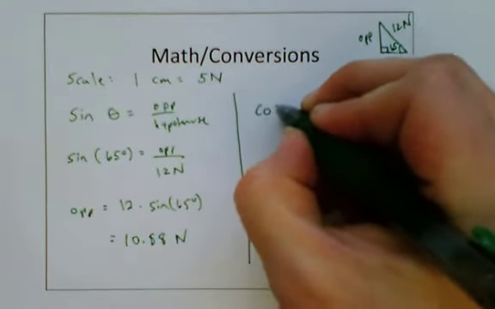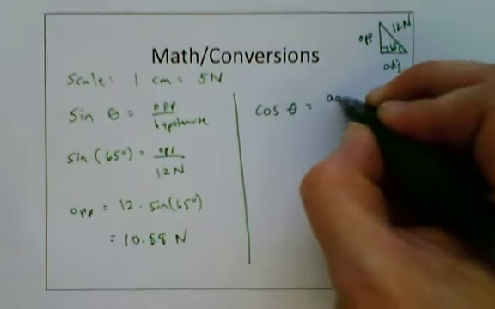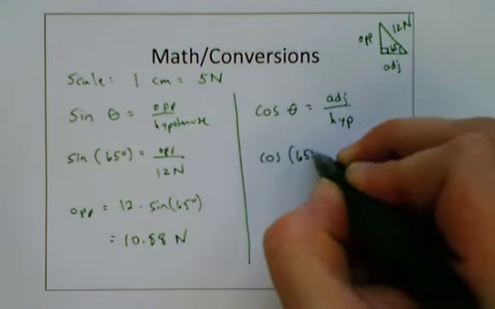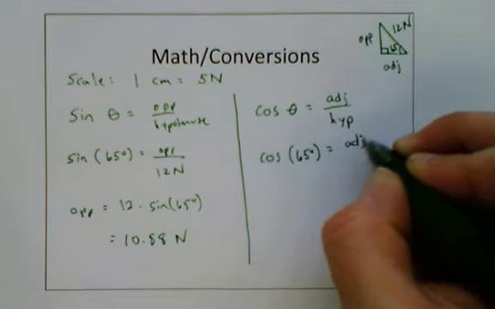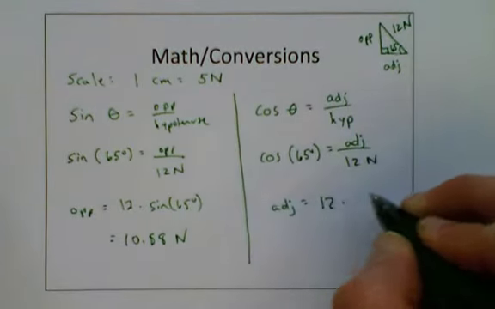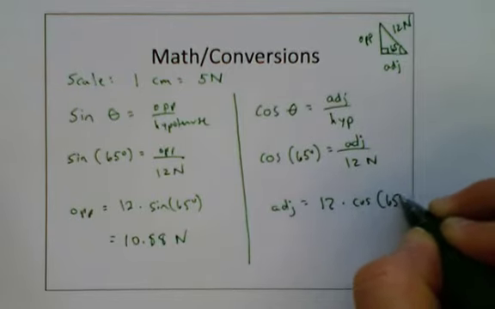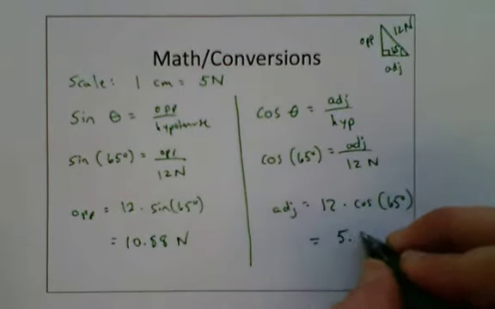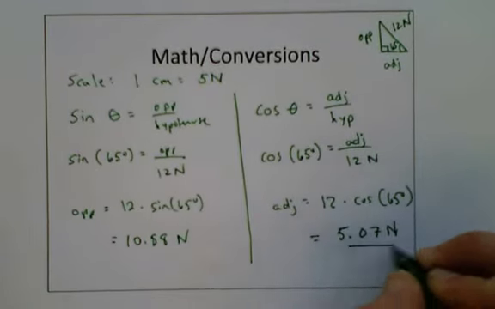On the other side, we're going to use cosine, adjacent over hypotenuse. So cosine of 65 degrees equals adjacent over 12 newtons. And adjacent equals 12 times cosine of 65 degrees. We'll get 5.07 newtons.